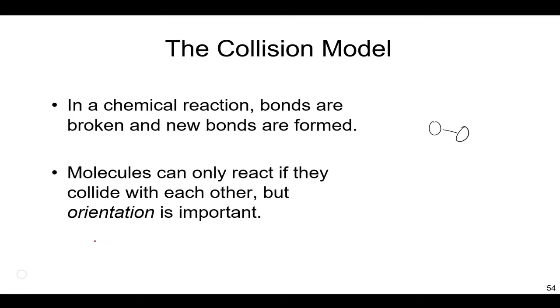And maybe it's the case that if molecule B meets up with them in the middle, no reaction might happen. But if molecule B meets up with them on the end and collides, maybe that's when a reaction can happen. The point I'm trying to make is that orientation is important. So it's not only enough that they collide together, sometimes it's also necessary that they are oriented correctly. And that brings us to a third example of something that affects reaction rate.